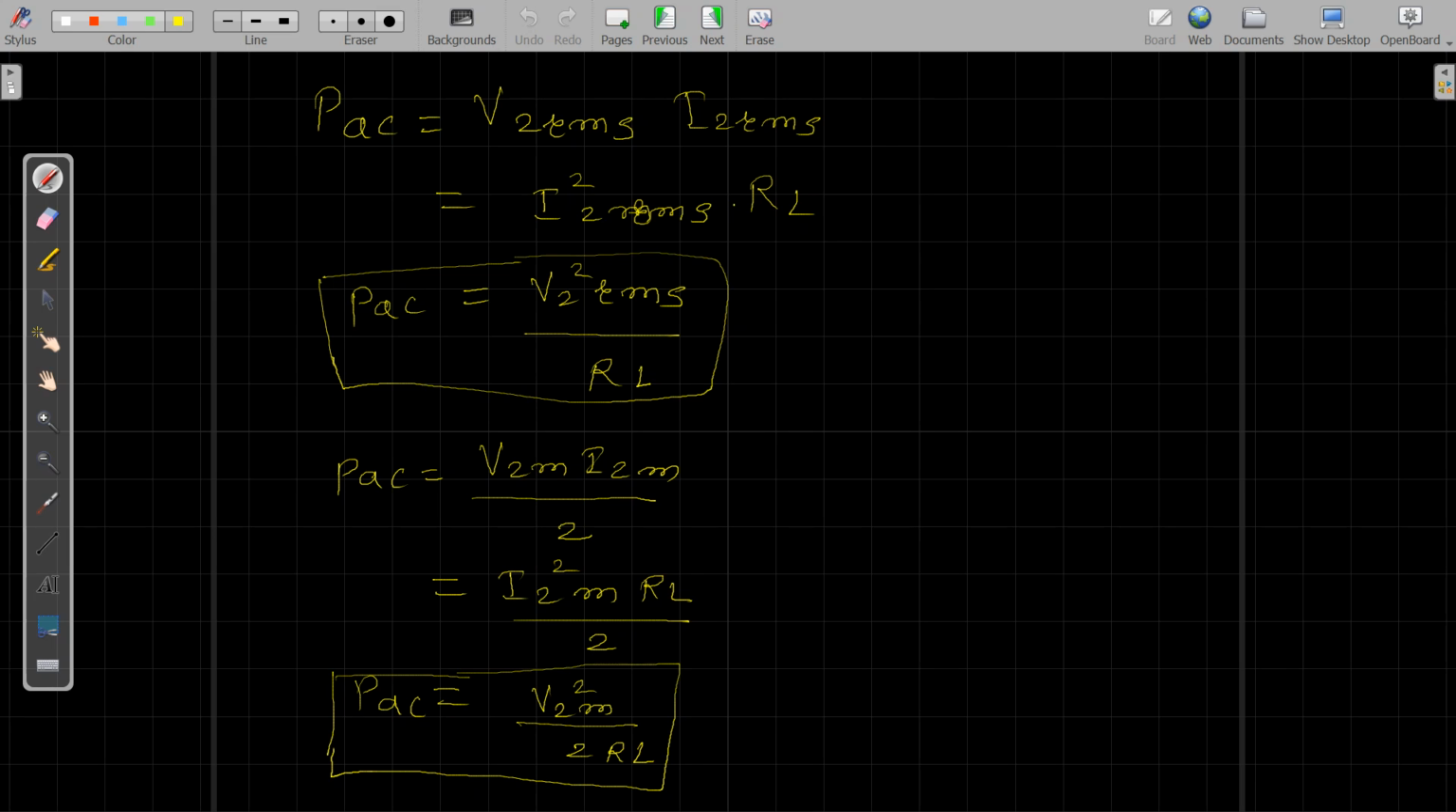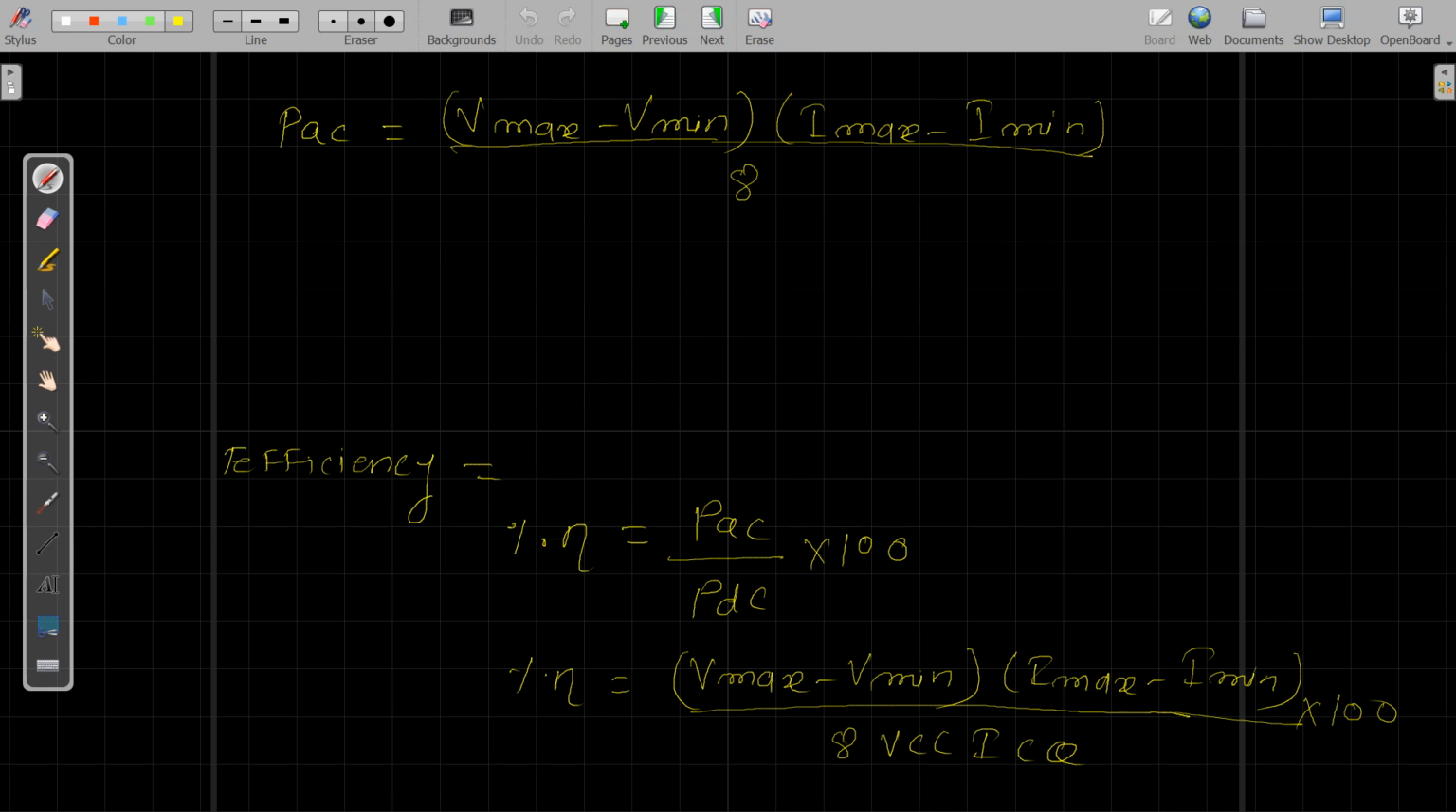And now you want to find out the efficiency. As I have PAC, I have the PDC. So my PAC will be Vmax minus Vmin into Imax minus Imin divided by 8. Now, what is efficiency? Again, I am repeating: when you apply the DC input power, how effectively you get the transfer of this power into AC, that is your efficiency, PAC by PDC. And this is the substitution of the values of PAC and PDC.